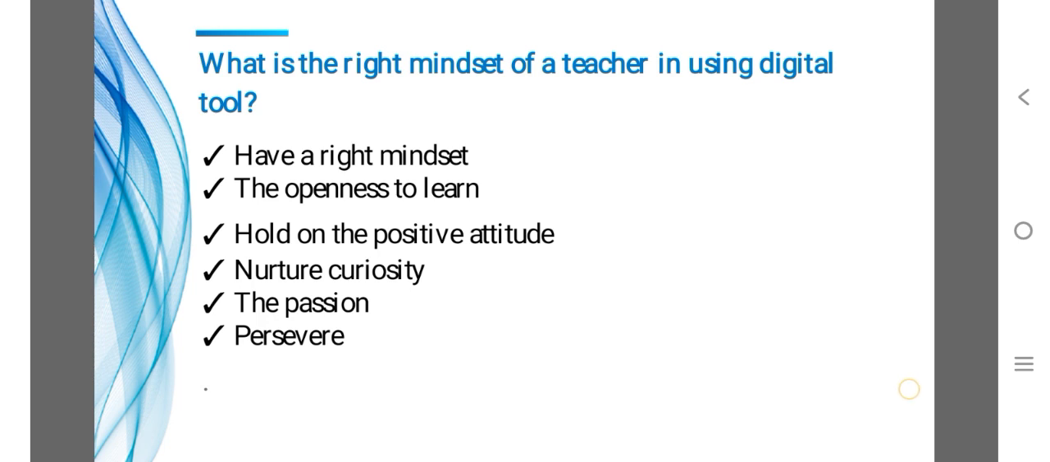So what is the right mindset of a teacher in using digital tools? First, have the right mindset. The right mindset that I am mentioning here is about the right way of thinking about how these tools can effectively integrate in the lessons we are going to teach our students. Second is the openness to learn. The openness to learn means embracing a willingness to explore and understand new digital tools, platforms, and technologies. Being open to learning ensures a teacher can adapt and effectively integrate these tools into their teaching methodologies.